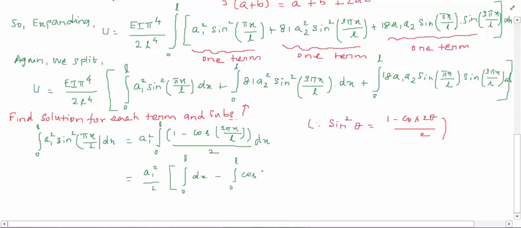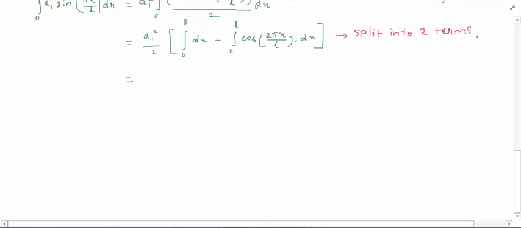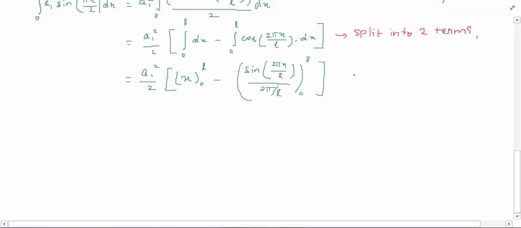The same can be split into two terms. The 2 can be taken outside the integral, and dx and minus cos 2πx by L will each be a separate term. Okay, split into two terms. Now if you integrate dx, it will become x, and if you integrate the cos, it will become sin 2πx by L divided by 2π by L.